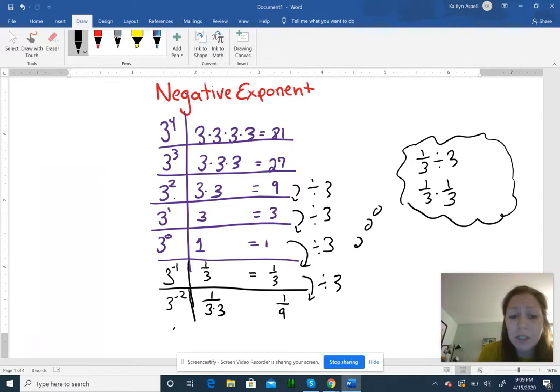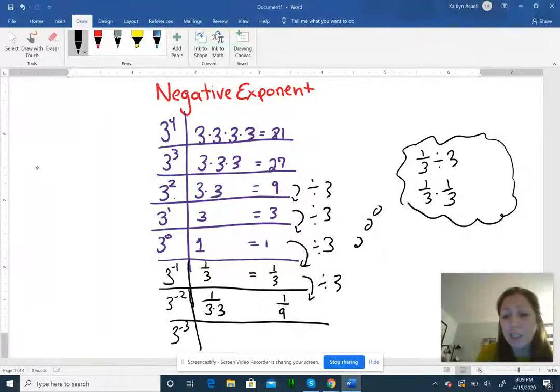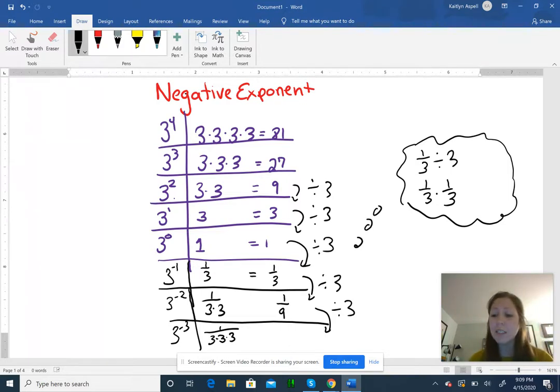Okay, so 3 to the negative 3. Well, if we're following the same pattern, we should divide by 3. When I divide by 3, the same thing should happen. And if you're not sure how I got there, just let me know. And that's going to give me 1/27.